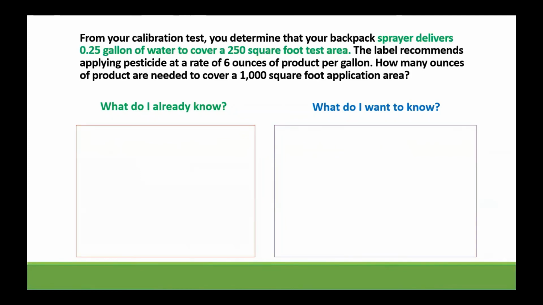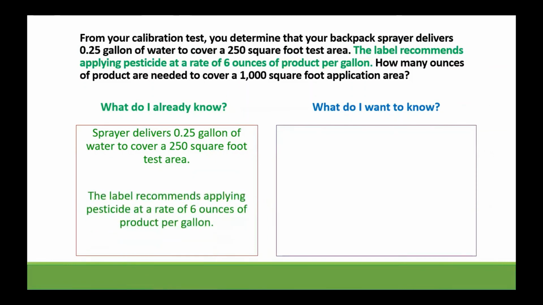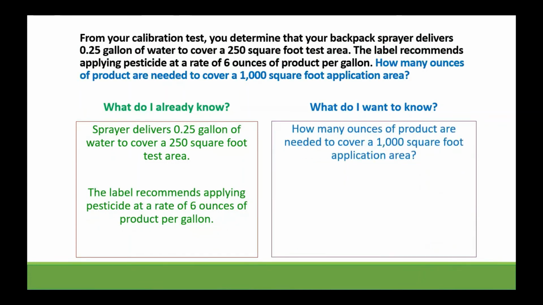So what do we already know? We know the sprayer delivers 0.25 or a quarter of a gallon of water to cover a 250 square foot test area. And we also know the label recommends applying pesticide at a rate of 6 ounces of product per gallon. We want to know how many ounces of product are needed to cover a 1,000 square foot application area.